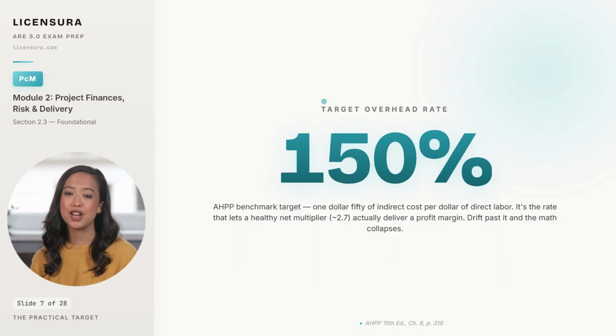150% is the practical target most well-run firms aim at. It's the rate that lets a healthy net multiplier, somewhere between 2.7 and 3.0, actually translate into a real profit margin at year-end. The reason it's the target rather than something lower is that genuinely lean firms tend to underinvest in the infrastructure that supports growth. Marketing gets cut, training gets deferred, software gets stretched past its useful life, and the firm gradually loses the ability to compete for better work.